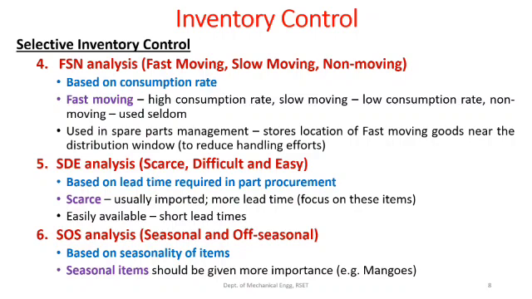So this will generally help you to have a proper location of different kinds of spare parts. The fast moving goods, items which fall under this fast moving category, can generally be located near the distribution window or the exit of that particular storage area, so as to reduce the handling efforts. That is how the FSN analysis helps you to plan your storage or inventory location, and that is why it's generally used for spare parts management.